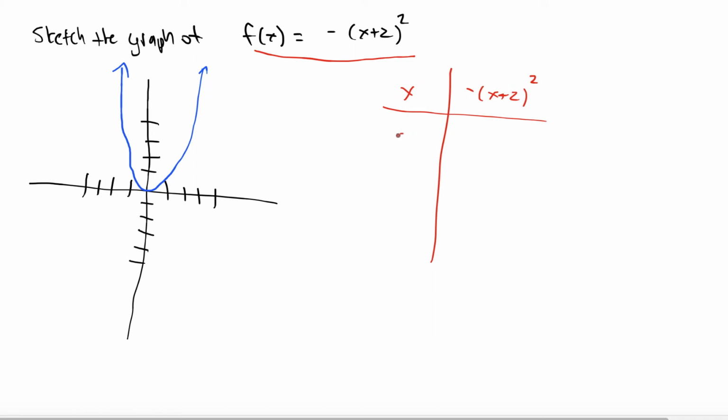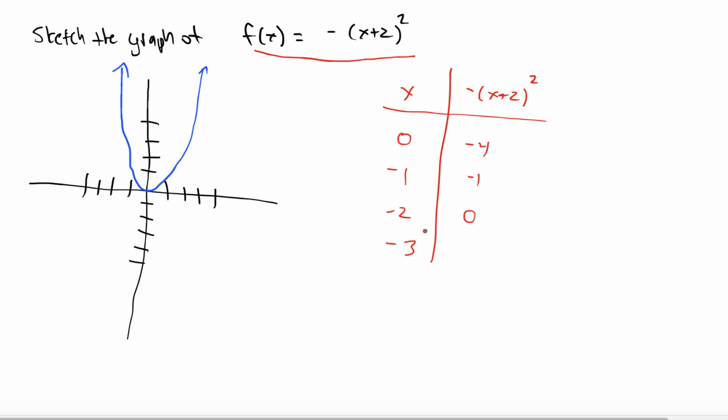So when x is 0, we'll plug in the 0 here. 0 plus 2 is 2. 2 squared is 4, but there's a negative out front. So instead of being a positive 4, we're going to be negative 4. When x is negative 1, negative 1 plus 2 is positive 1. 1 squared is 1, but that becomes a negative because of that negative outside. When we plug in negative 2, negative 2 plus 2 is 0, so we just get a 0 here.